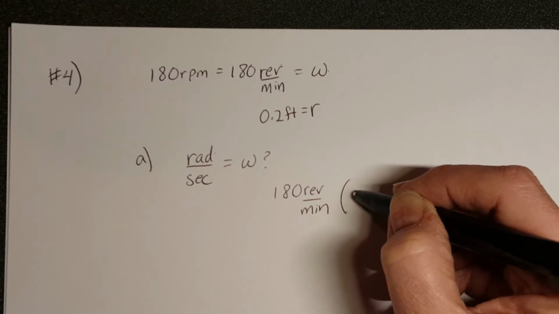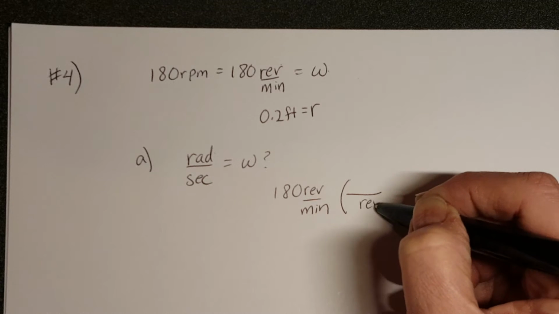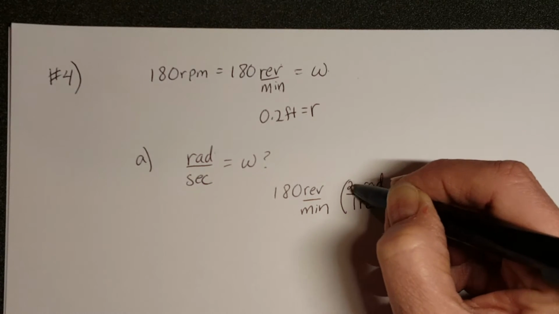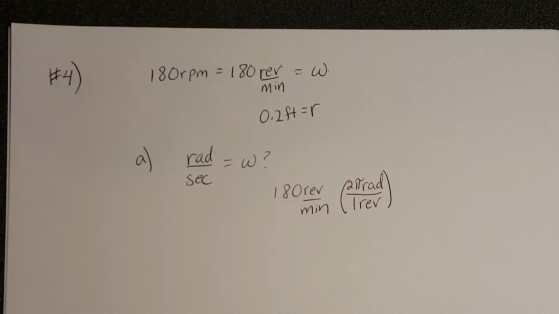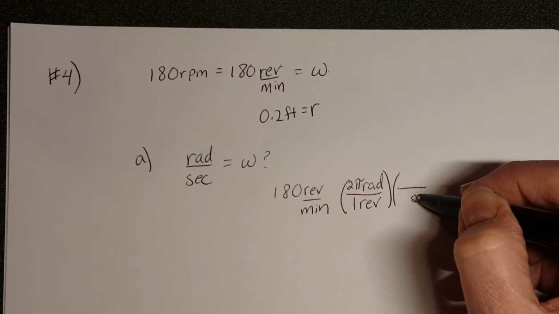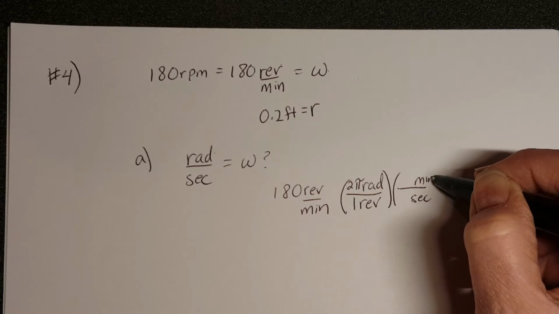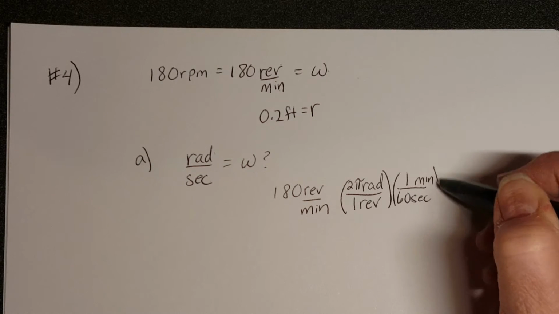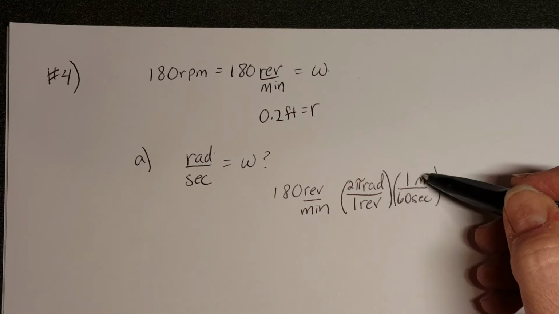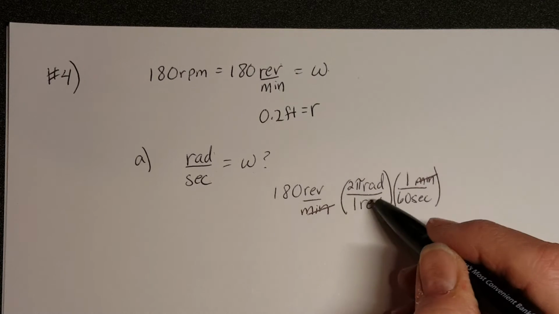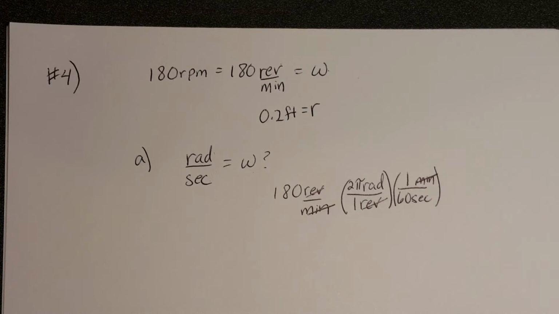So I want my revolutions to cancel. I want to have radians. 1 revolution equals 2 pi radians. So that's the way I write that conversion. And then I want it to be per second, so I want seconds on the bottom and minutes to cancel. 1 minute equals 60 seconds. So I always write my conversions over the fraction. 1 minute equals 60 seconds. Minutes on the top cancels minutes on the bottom. Revs on the bottom cancels revs on the top.